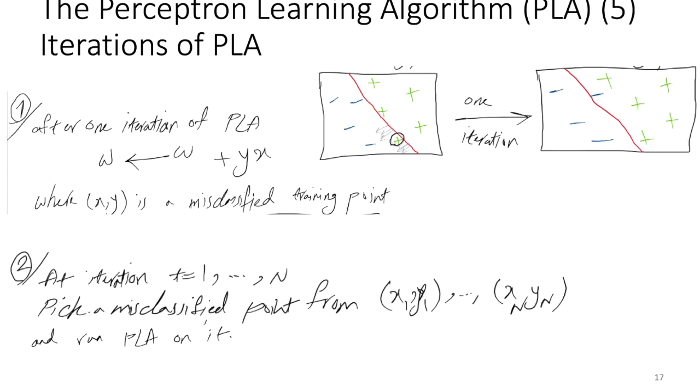So at iteration T1 up to Tn, which is the size of our data, pick a misclassified point, and then run PLA on it. So the PLA was updating the weight for us. And that's it. After some iterations, eventually you're going to find the right classifier that can classify your linearly separable space. All right, any questions on PLA?